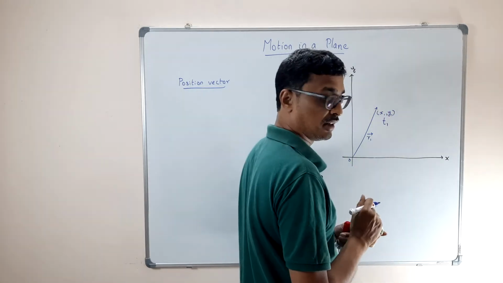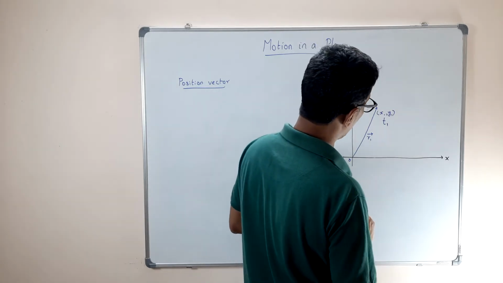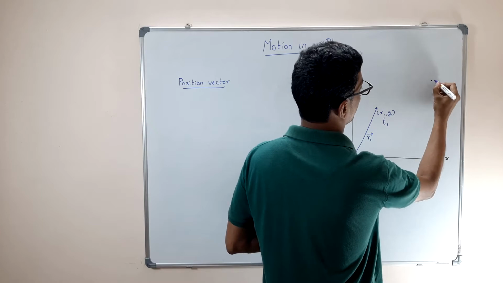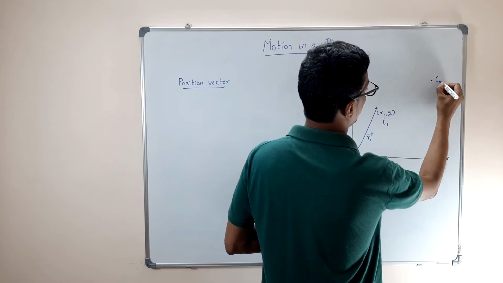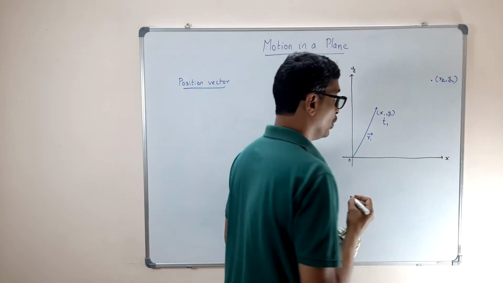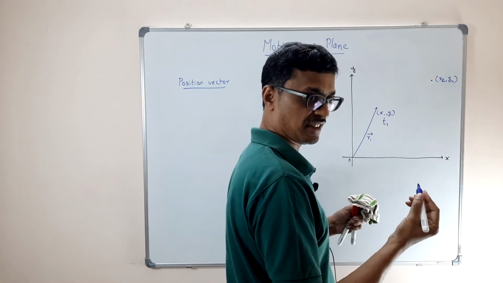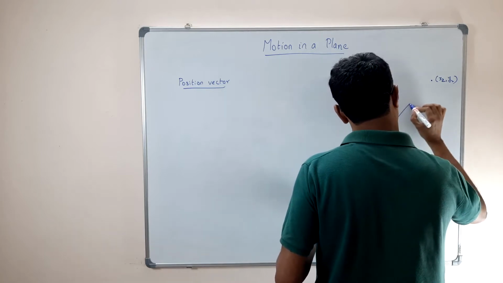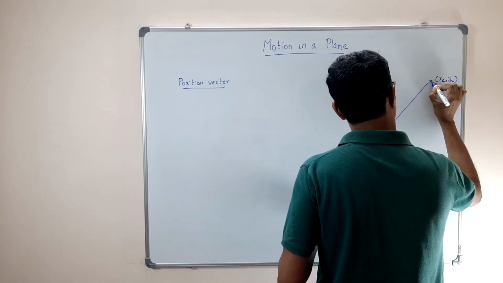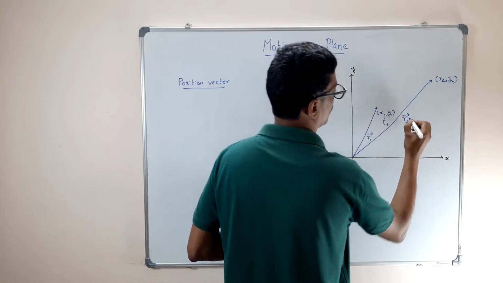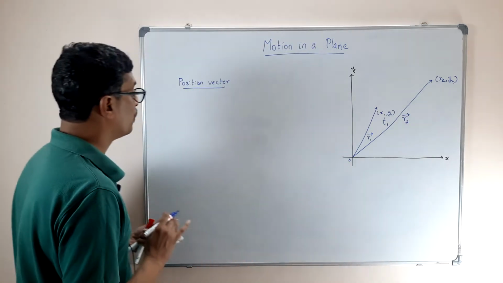After a certain time, this body has moved to some other point. Let this be x2, y2. So now this is a new position vector. Am I right? So the body's new position vector, let me call it R2. Okay, so now you know what is your R1.